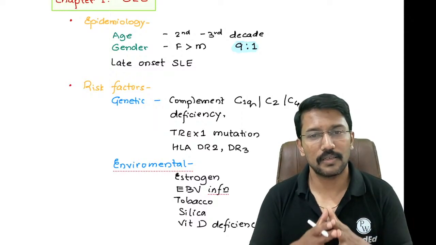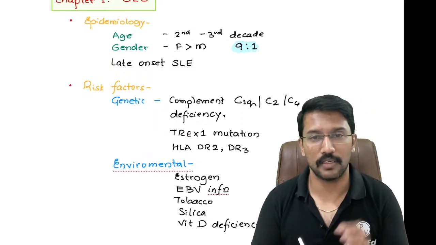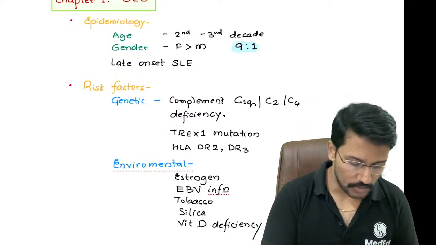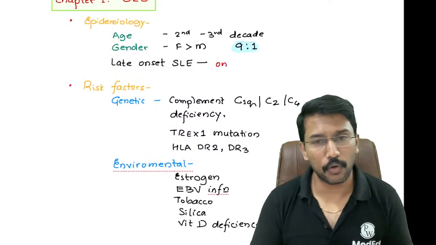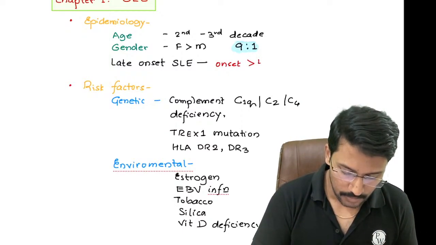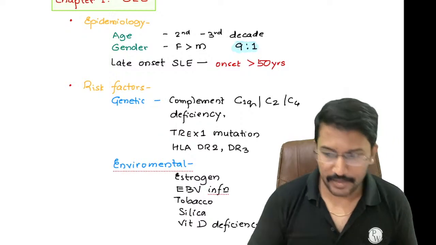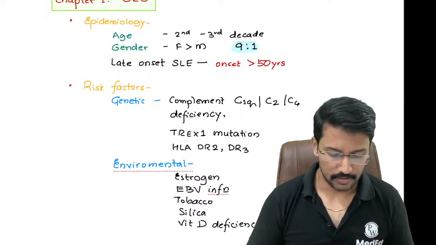Okay, there will be one more question asked. When do you consider the patient with SLE as having late onset SLE or LOSLE, right? So when the onset of SLE is after 50 years of age, the ideal age of onset is second decade or third decade, but when it is after 50 years of age, then we will call it late onset SLE. Okay, now coming to the risk factors.